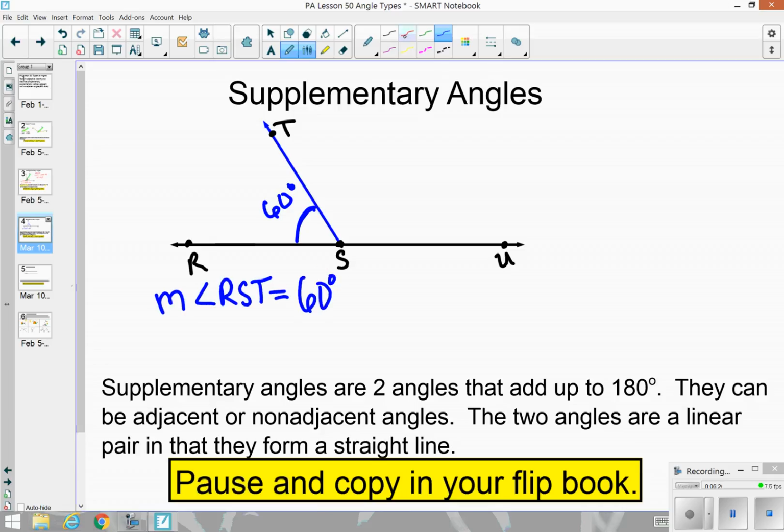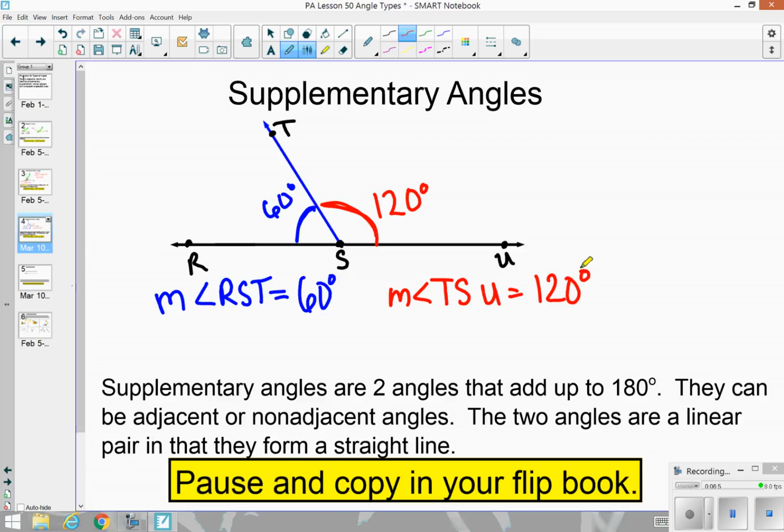So let's say we were trying to measure the other angle, this angle over here, so that would be the measurement of angle TSU, and what would it equal? Well, today we're going to say that this measurement is equal to 120 degrees. So the measurement of angle TSU now is equal to 120 degrees.